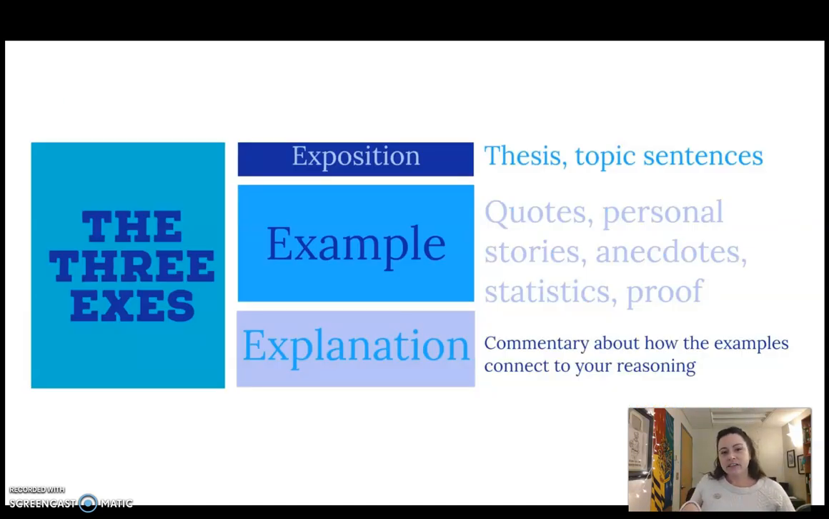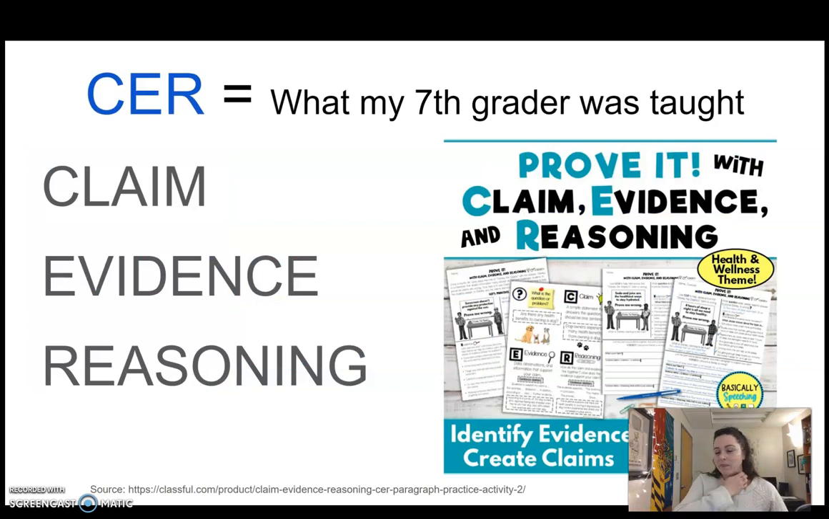So again, just to reiterate, the 3 X's: exposition, thesis and topic sentence; example, quotes, personal stories, anecdotes, statistics, and proof; and then explanation. This is actually a good indication of about how much it will take up in your paper. Exposition tends to be shorter and smaller. My alarm just went off. And explanation tends to be longer than exposition, but maybe not quite as full as your example sections.